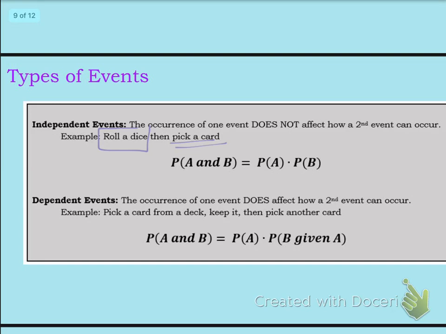Okay, with dependent events, they depend on each other. My first thing can affect the second thing that I do. So if I pick a card from a deck and then I keep it, that affects me not being able to pick it the second time around. They're dependent on each other. And these ones we're going to multiply. So you're going to see the word "and" in here. Anytime you see an "and," you're going to multiply those probabilities.